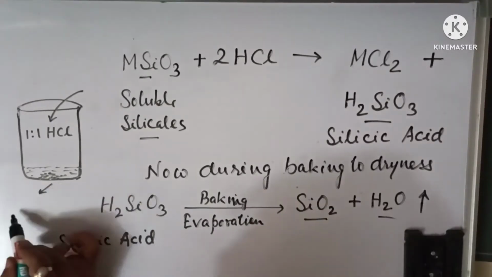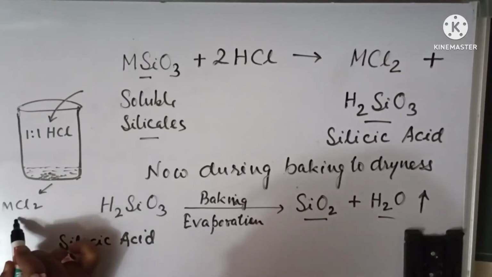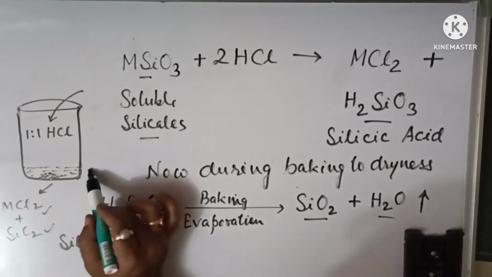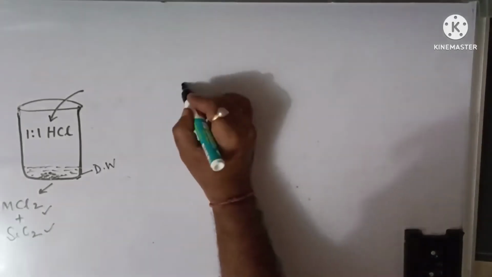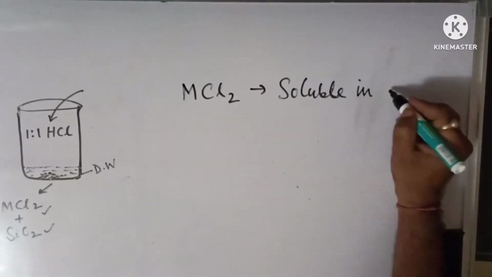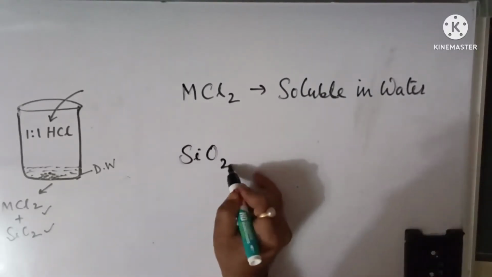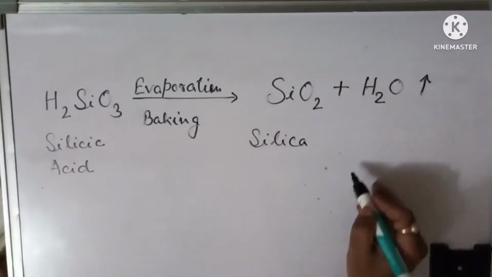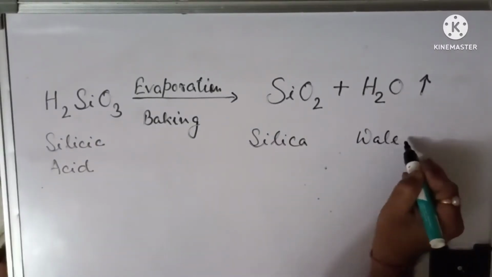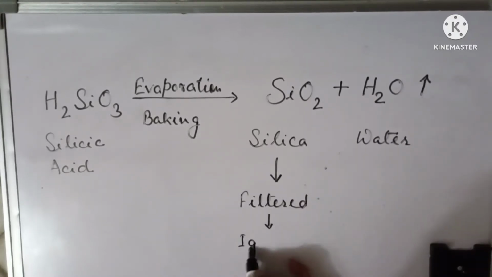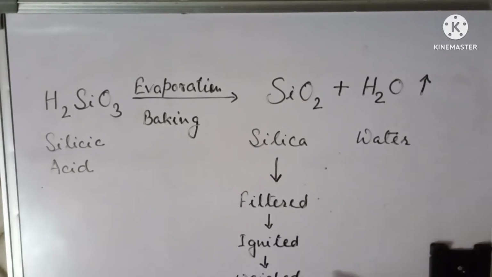The dry mass after the completion of baking, which now contains silica and metal chloride, is again dissolved with water and then filtered with Whatman 40 number filter paper. Metal chloride, that is MCl2, dissolves completely in water and passes out with the filtrate, whereas silica in the form of white precipitate remains as residue above the filter paper. After washing a few times, this filter paper is taken in the crucible and ignited, which is then weighed and calculated, and we get silica as white mass.